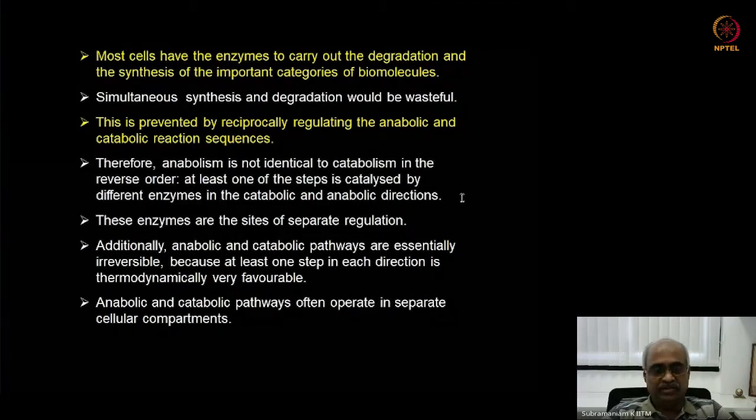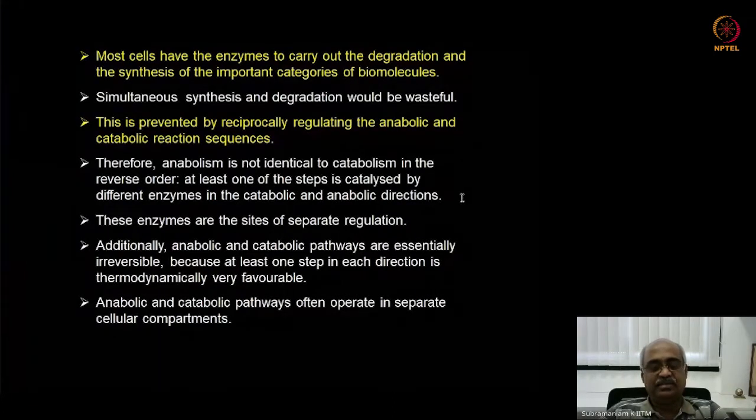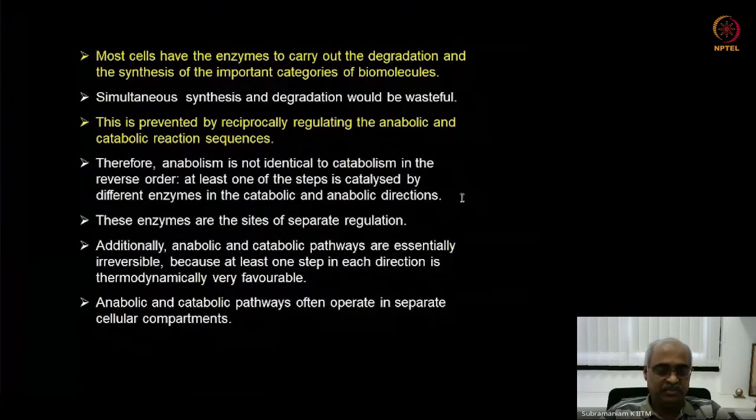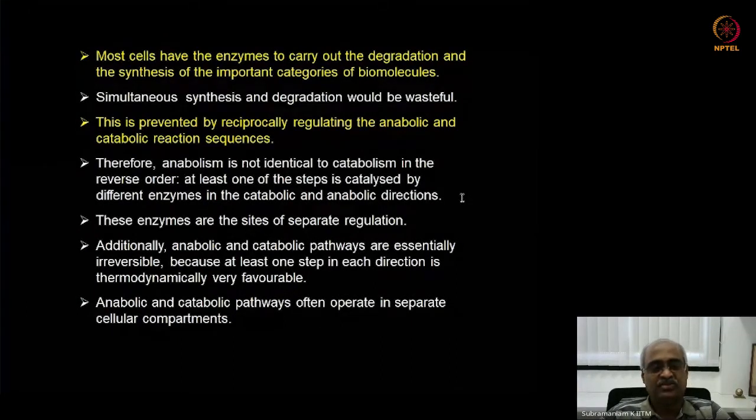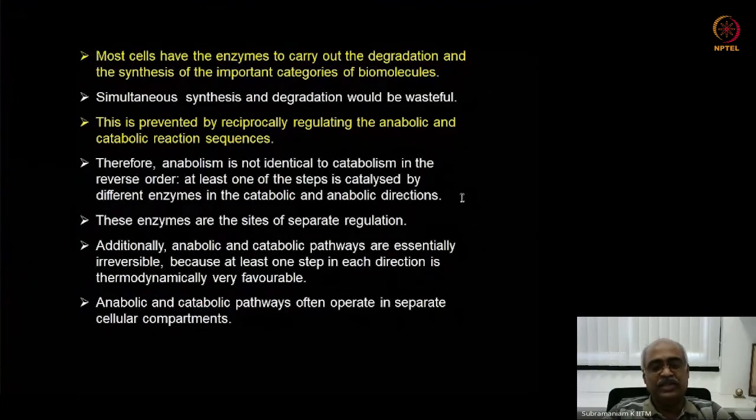And that is one. And second, at least one step in either one of the two directions is thermodynamically very favorable. That means the net synthetic pathway, or the net catabolic pathway, the opposite, is not a reversible sequence. Okay, one is more energetically favored than the other. So therefore you are going to have kinetic control over the total pathway. Individual reactions may be reversible, but in the end the whole pathway is going to be unidirectional.